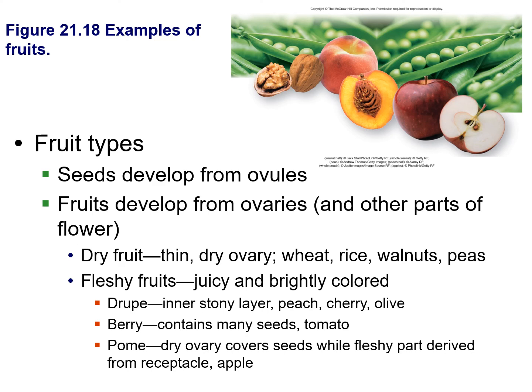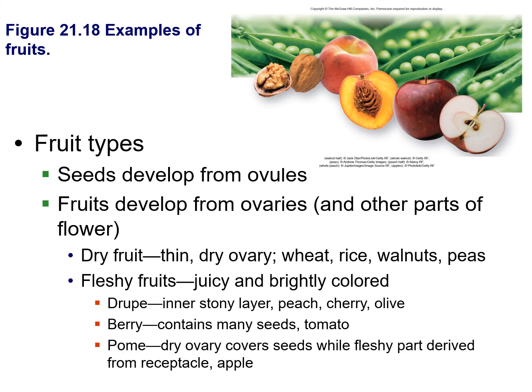Fleshy fruits can be different in those. So you can have your peach, your cherry, your olive. Those are what we call drupes. They are basically the ones that we call the stone fruit. So they've got these large seeds or pits inside. Then you've got berries where the seeds are inside. That would be like a tomato. Tomato is actually a berry.